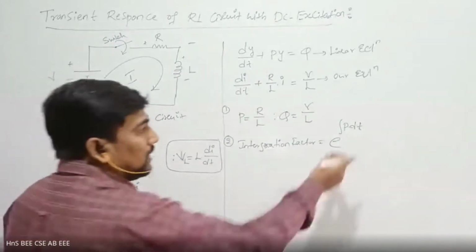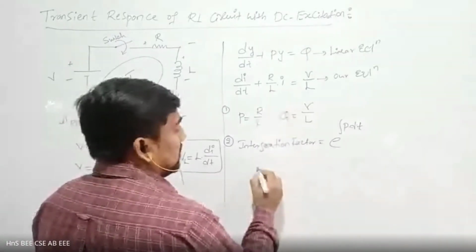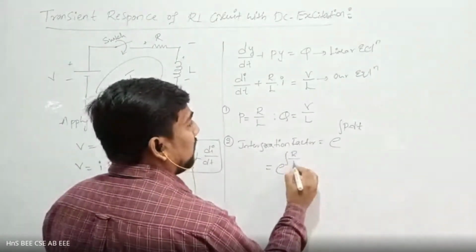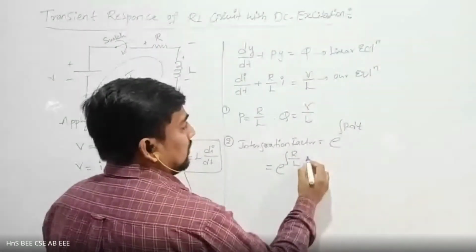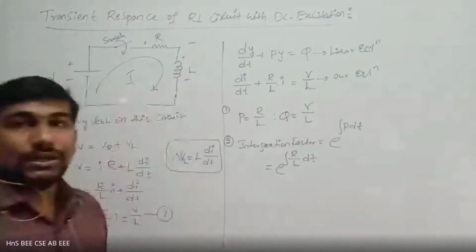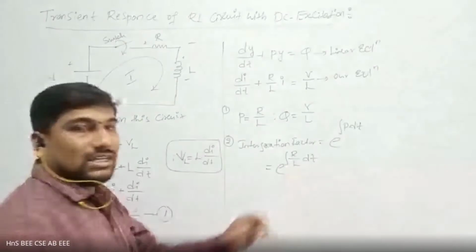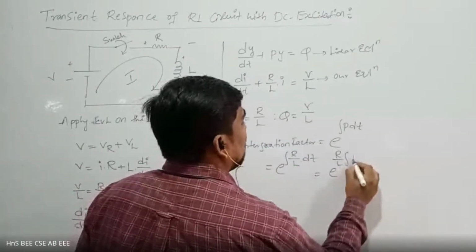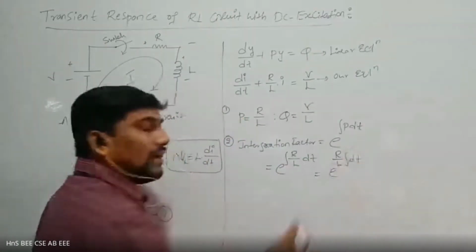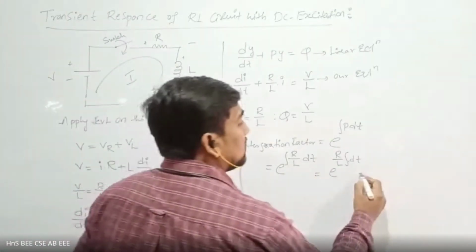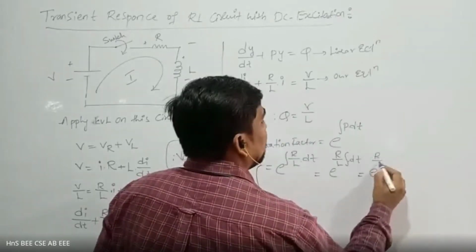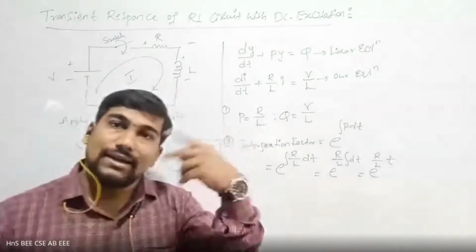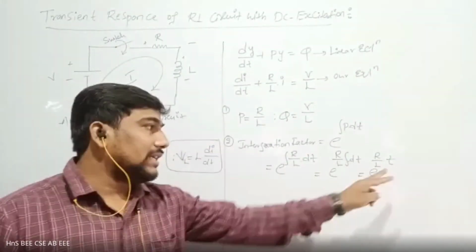Sir, see, what is P? P is R by L. So I write the integration of R by L into dt. R by L is a constant, so we get R by L times the integration of dt. The integration of 1 dt is t, just as the integration of 1 dx is x.